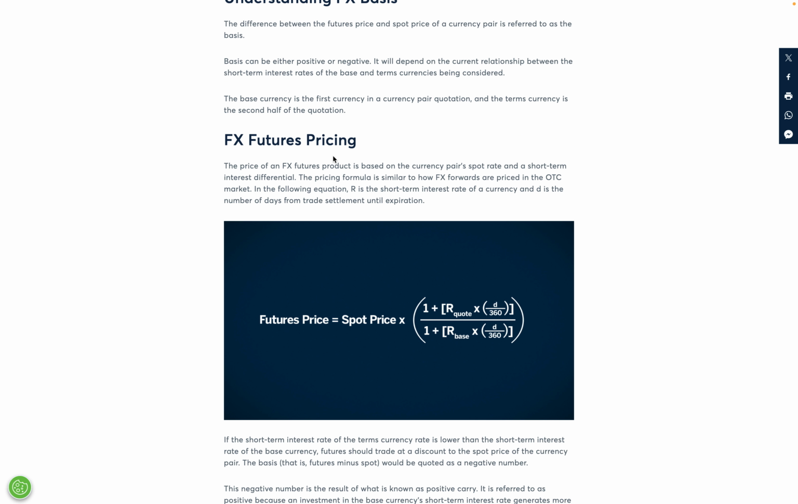FX futures pricing. The price of a FX futures product is based on the currency pair's spot rate and a short-term interest differential. The pricing formula is similar to how FX futures are priced in the OTC market, over-the-counter market, in the following equation. R is the short-term interest rate of a currency and D is the number of days from the settlement until expiration.